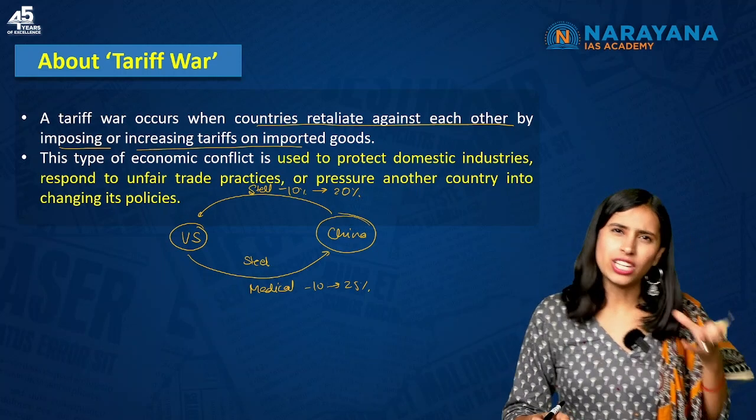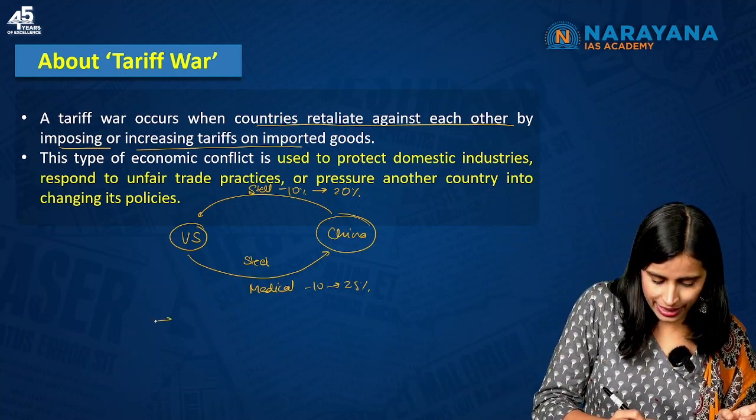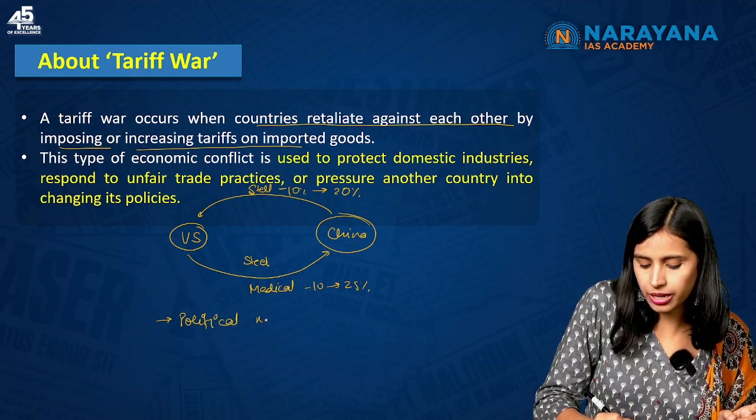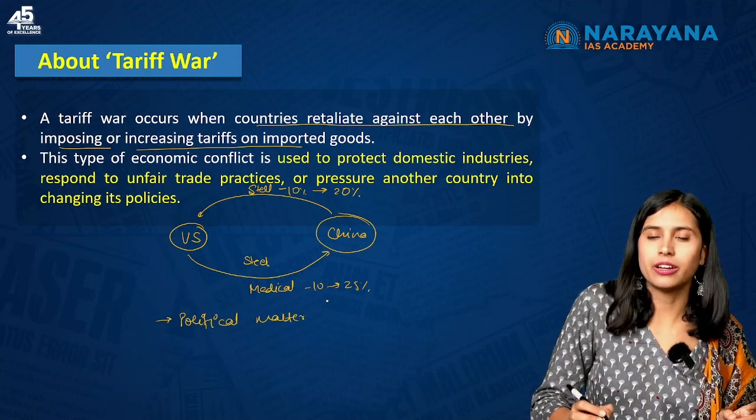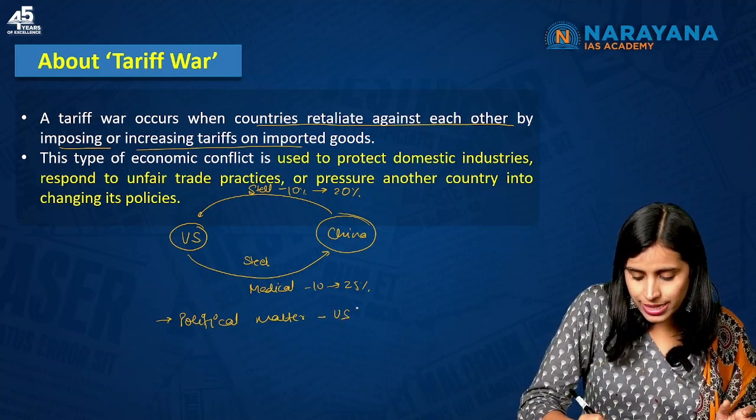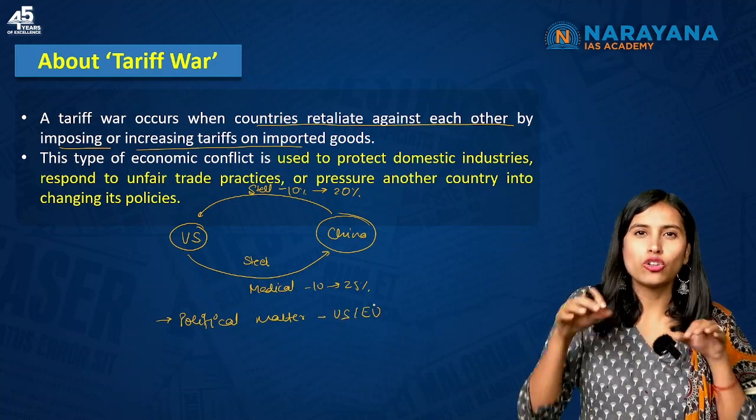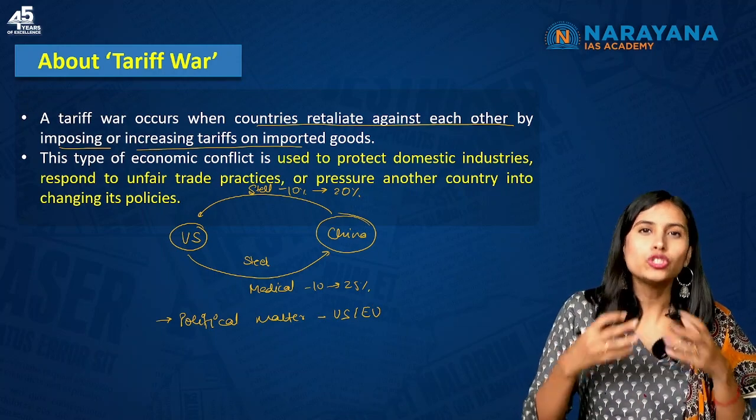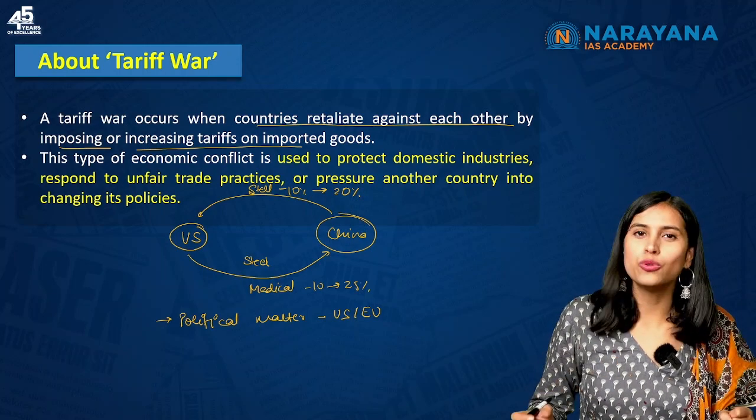Okay, generally why do countries do so? They have some political matter to settle. It's generally in order to settle some political matter or put pressure on other countries. An example is the US and the European Union putting pressure on Iran by imposing tariffs on Iran in order to push Iran to actually bring down its nuclear architecture.